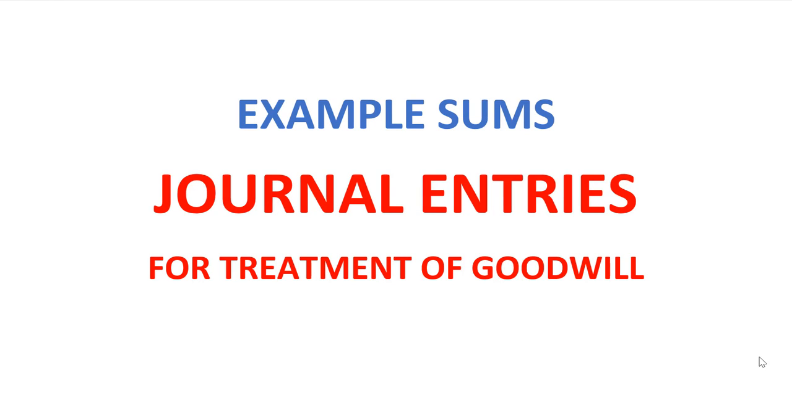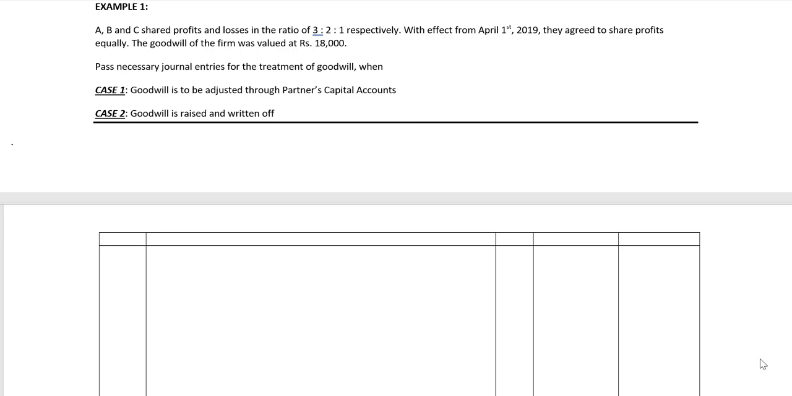Hi, in this video we will be solving example sums for journal entries in the topic of treatment of goodwill. Let's go to the first example. Example 1. A, B and C shared profits and losses in the ratio of 3:2:1 respectively. With effect from 1st April 2019, they agreed to share profits and losses equally. Goodwill of the firm is valued at Rs 18,000.